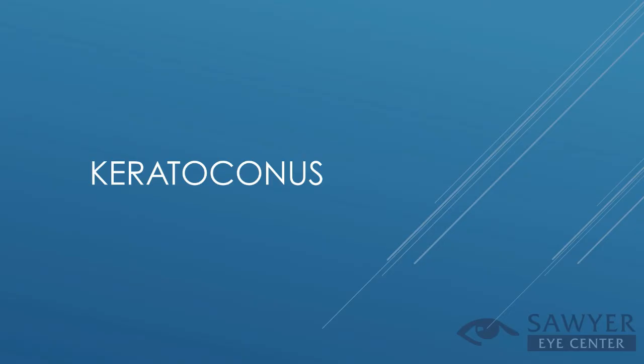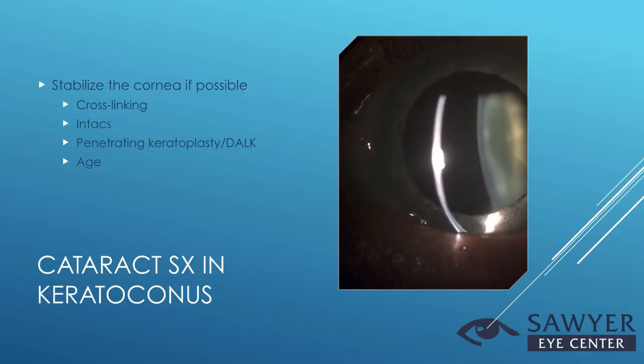Now let's move on to keratoconus and cataract surgery. So with keratoconus, you really want the cornea stabilized. You want it to quit progressing before you do cataract surgery to get your best visual outcome. It's not always possible, but ideally this is the thing to do.